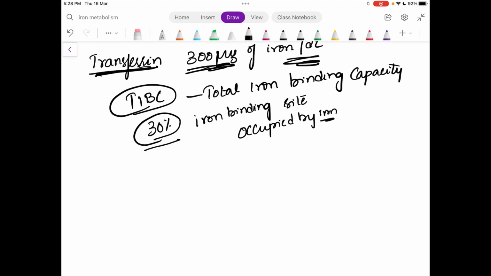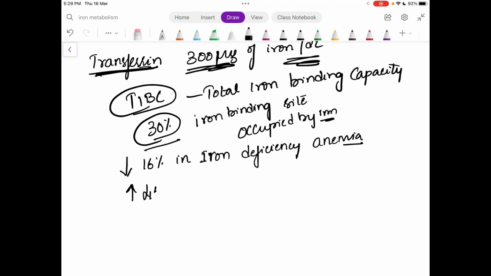This saturation is decreased to 16% in iron deficiency anemia, and it is increased to 45% in iron overload conditions.